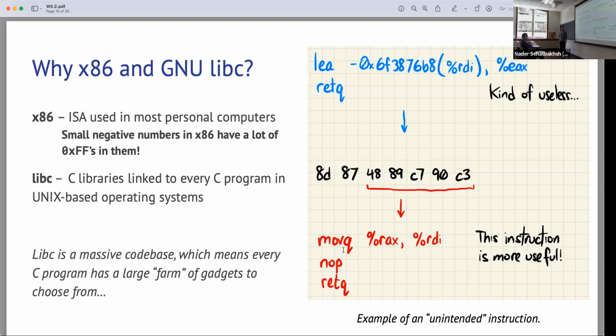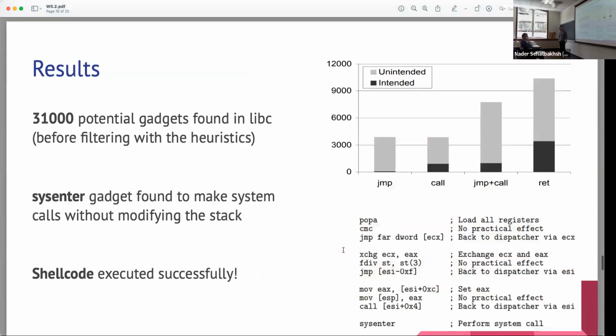And as you can see, the intended instruction may not be useful to us, but if you use an algorithm to go through and find all the examples of unintended instructions, some of the instructions available to us might actually be far more useful in organizing our attack. And the fact that libc has so many instructions, so many different libraries and functions, means there's a massive amount of instructions that we can pick from, both intended and unintended. So what do those numbers actually look like?